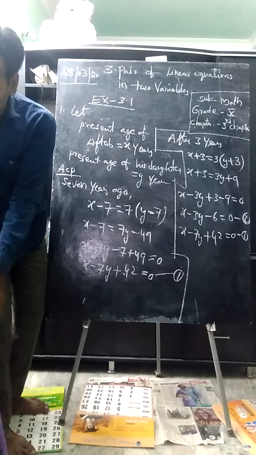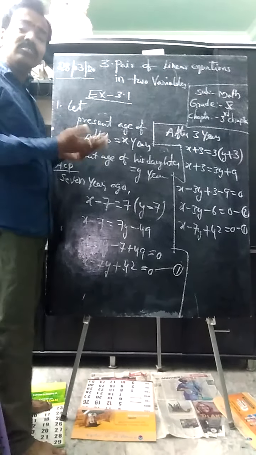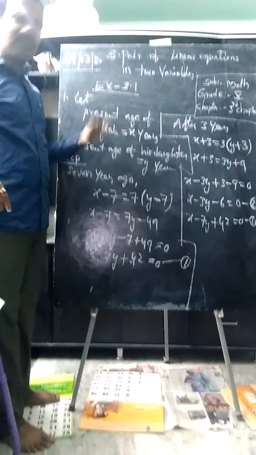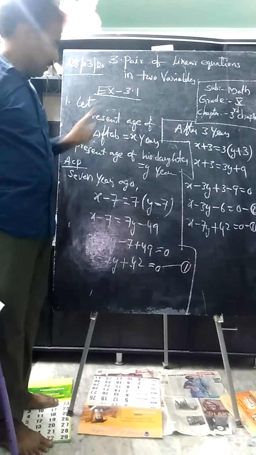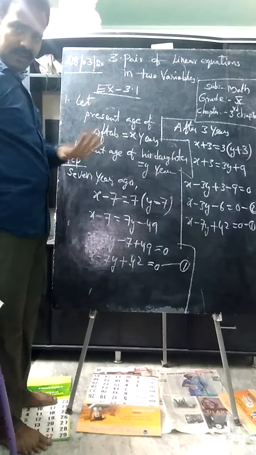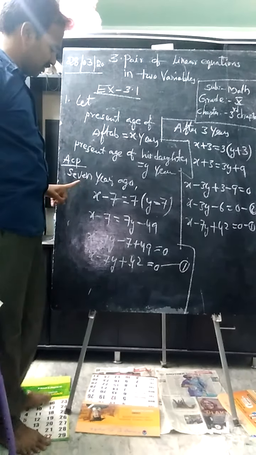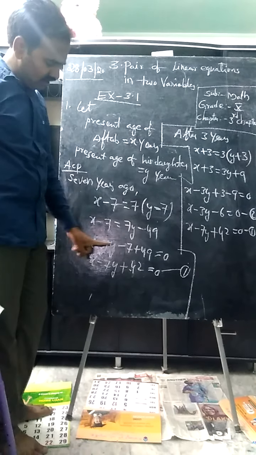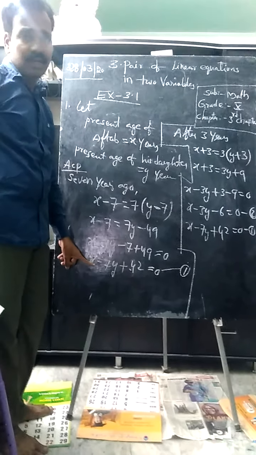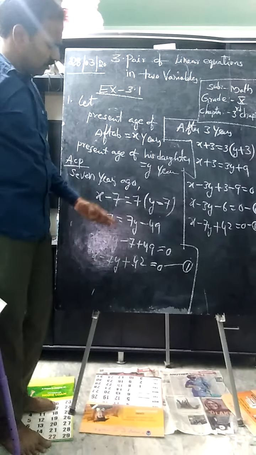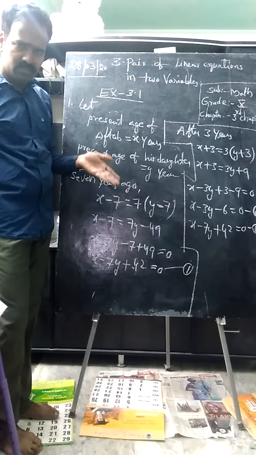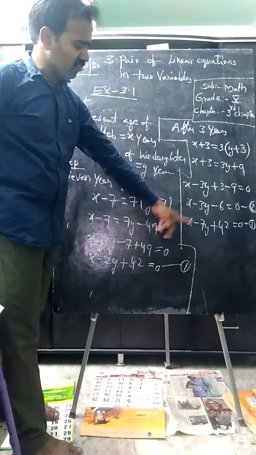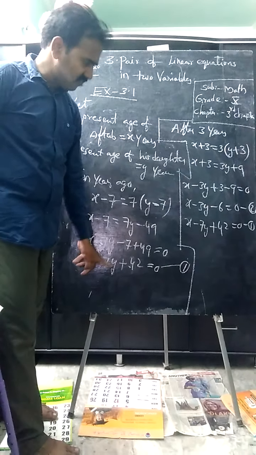As we discussed just now, this is algebraically, nothing but by using variables. Again, I am repeating, students. Let me consider the present age of Aftab as x years, and the present age of his daughter as y years. As we are discussing a pair of linear equations in 2 variables, 7 years ago means we do minus. After doing minus, we got one equation after simplification. You learned this method in earlier classes also. Again, after 3 years, the second condition, x plus 3 you have to do. After simplification we got one equation. So we got equation 1 and equation 2.